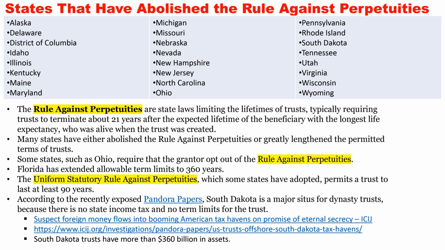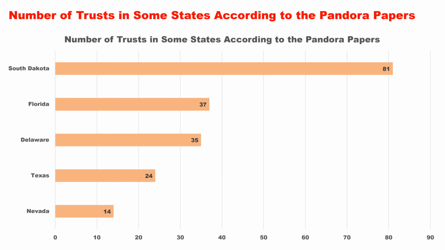In previous years, the terms of trust were limited by the rule against perpetuities, but many states have abolished the rule or modified it to greatly lengthen the allowable terms of trusts. The uniform statutory rule against perpetuities, which some states have adopted, permits a trust to last at least 90 years. According to the Pandora Papers, South Dakota has the most trusts because the state does not tax trust income and there are no term limits on trusts, so dynasty trusts can last indefinitely.